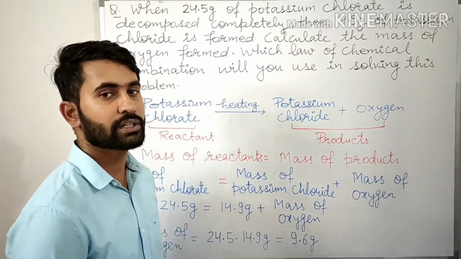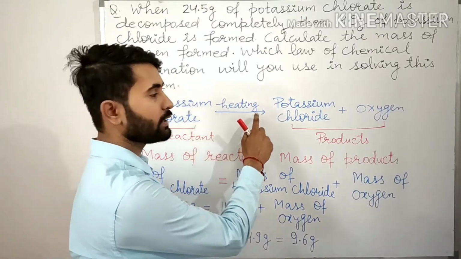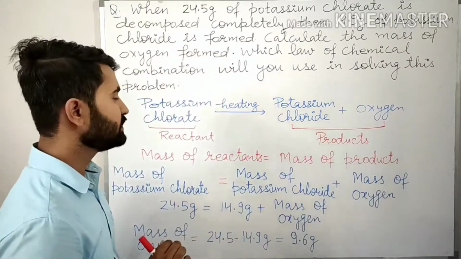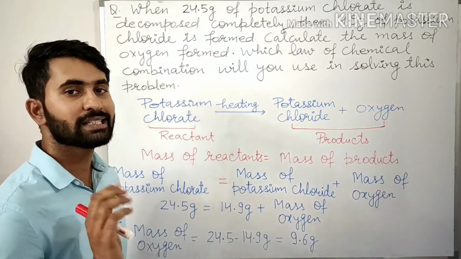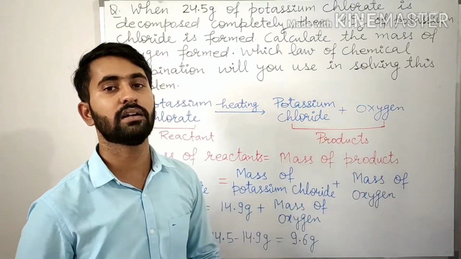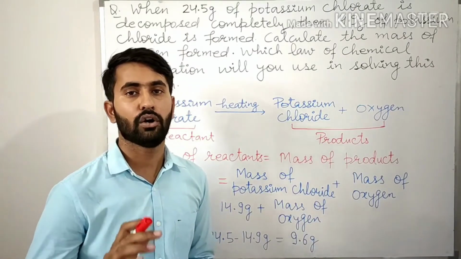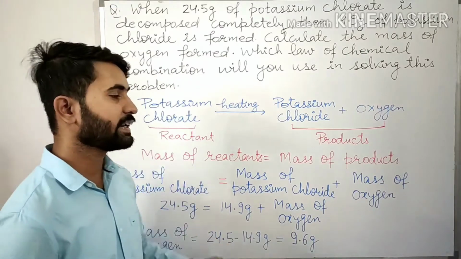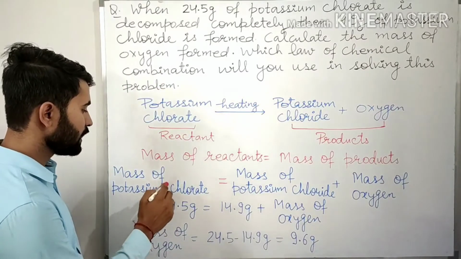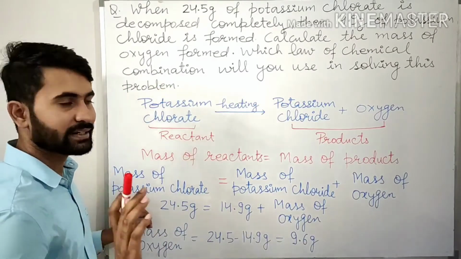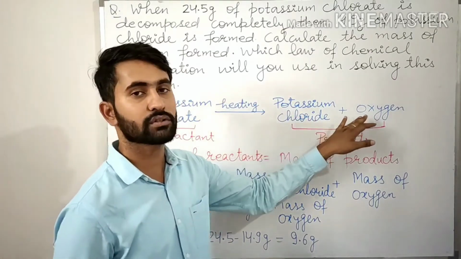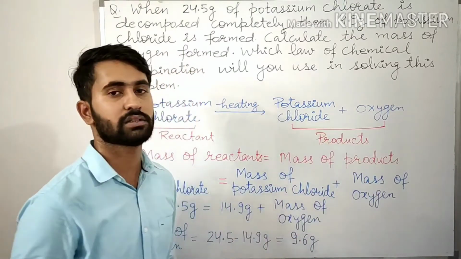We can write this equation as potassium chlorate on heating gives potassium chloride plus oxygen. In this reaction, potassium chlorate is the reactant, whereas potassium chloride plus oxygen are both products. According to the law of conservation of mass, mass of reactants is equal to the mass of products. So in this question, mass of potassium chlorate, that is the reactant, will be equal to mass of potassium chloride plus mass of oxygen. They both are the products.